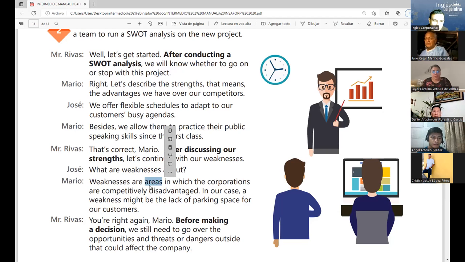Areas. Sometimes we say areas, but that is in Spanish. But in English, it's areas. Okay?